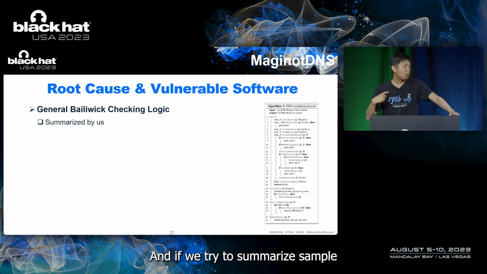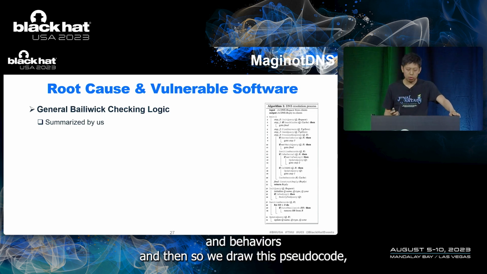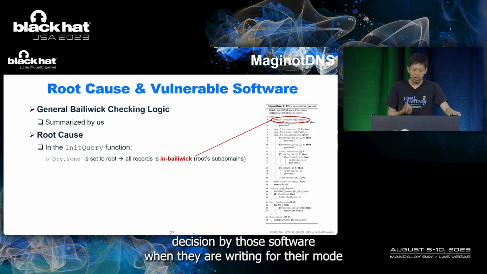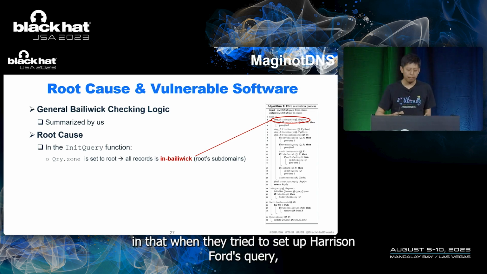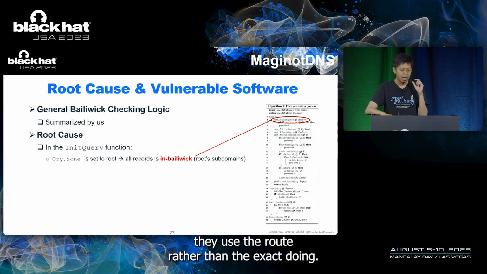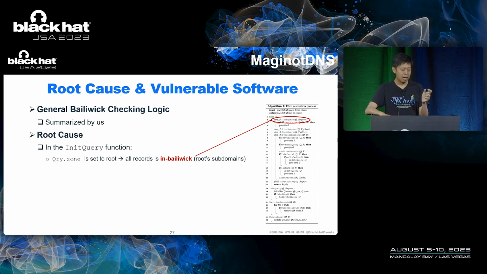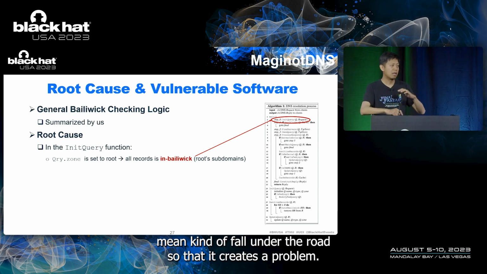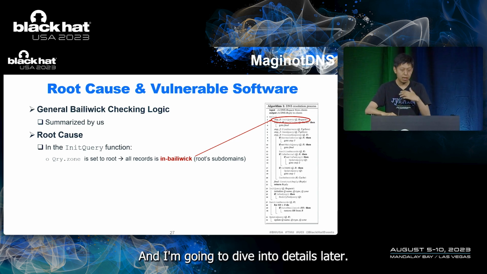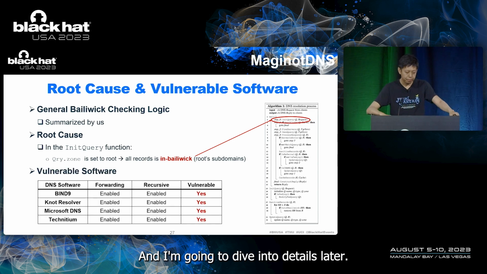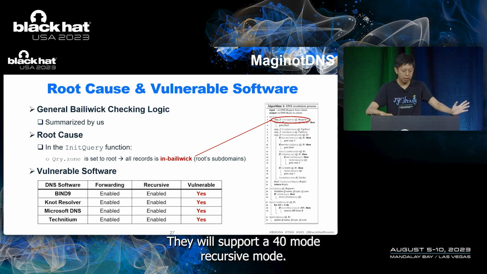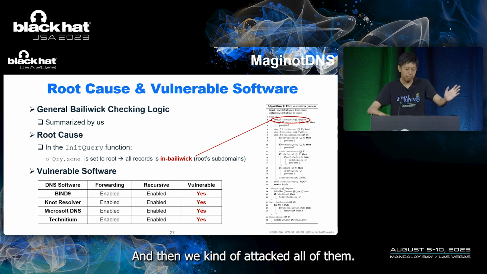And we tried to summarize their common behaviors, and so we drew this pseudocode. We found a really interesting design decision by this software when they're running in forwarder mode: when they set the query zone for a DNS query, they use the root rather than the exact domain they query for the bailiwick checking. And actually, root is very, very broad. Any domain can fall under the root. So that creates a problem, and I'm going to dive into details later. Among the 8 software, we found 4 of them are vulnerable. They all support forwarding mode and recursive mode, and we can attack all of them.